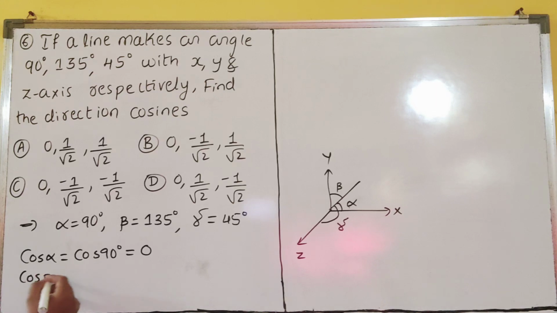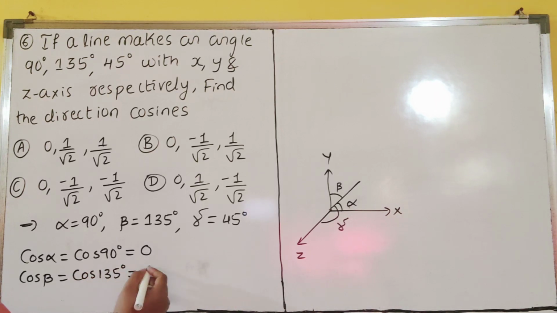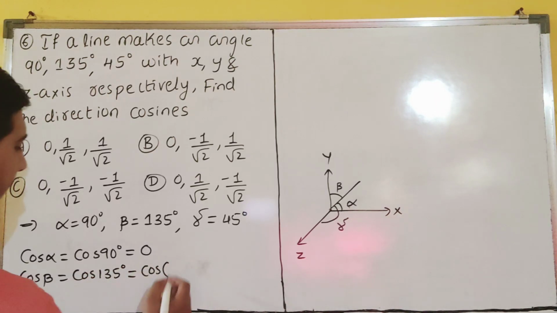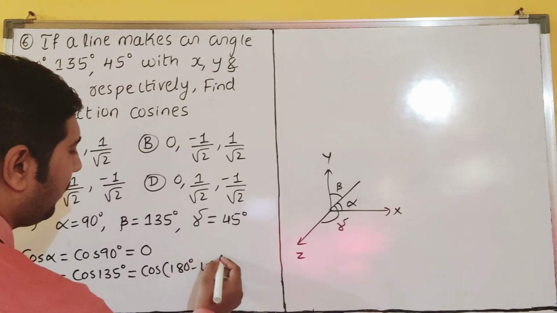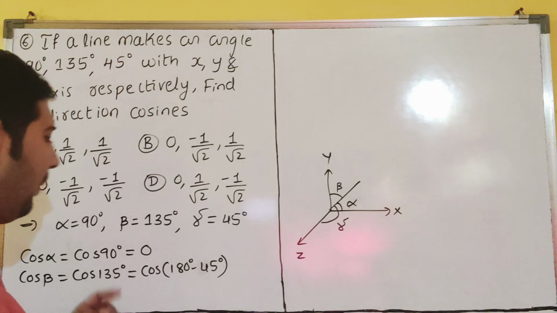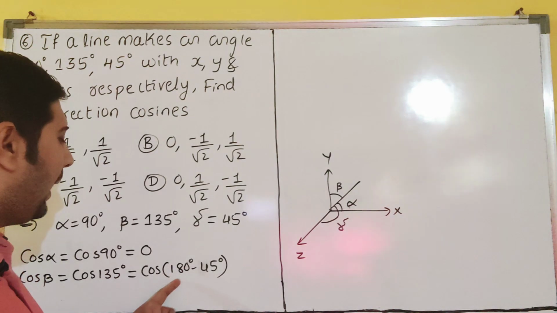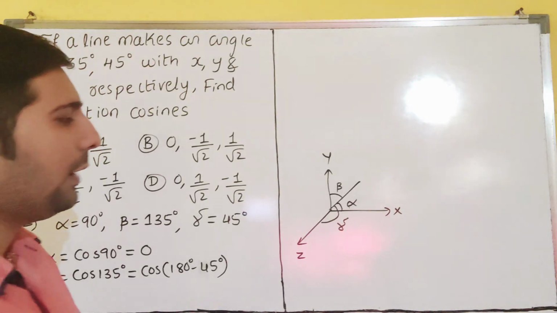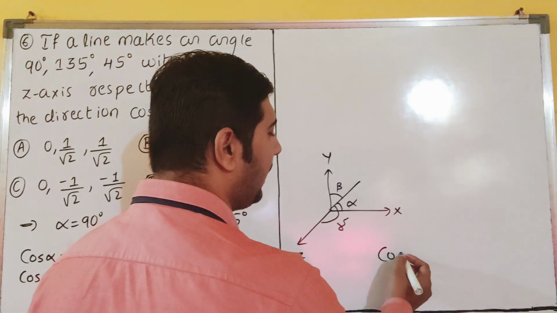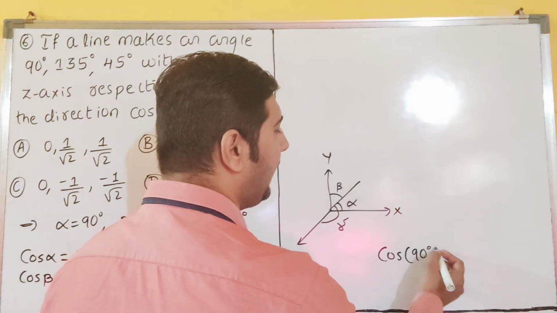So apply for this also, both. Cos beta, cos 135. 135 you can write it like this: cos(180 minus 45). If we do 180 minus 45, we get 135. Even you can write it like this also, dear students: 135 you can write as 90 plus 45.